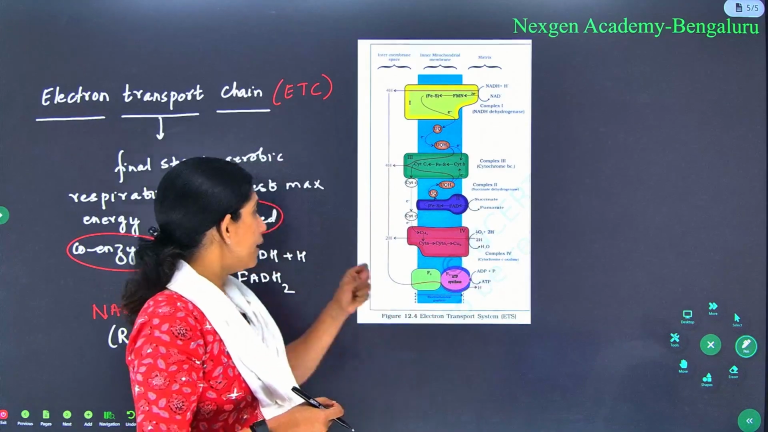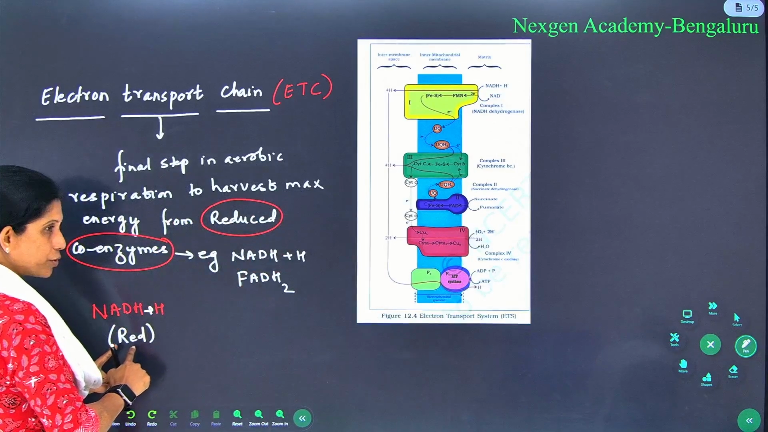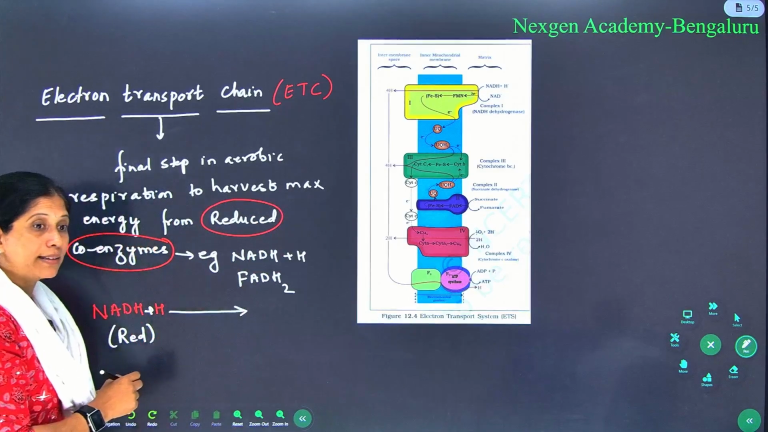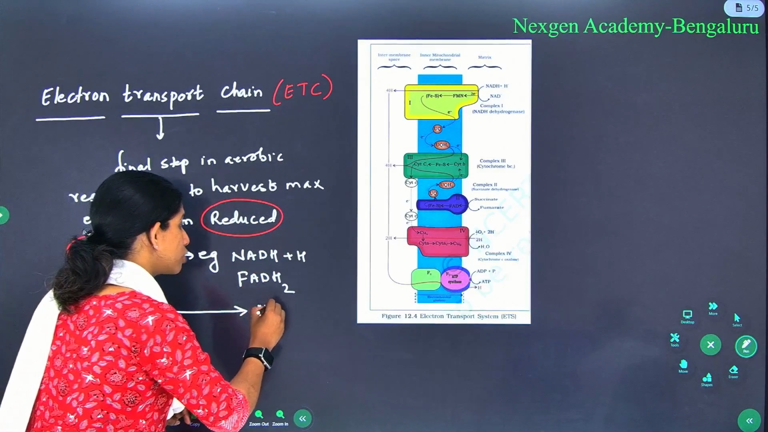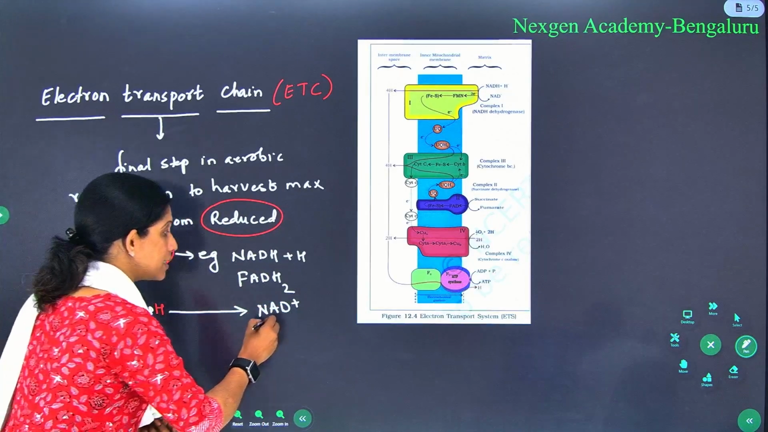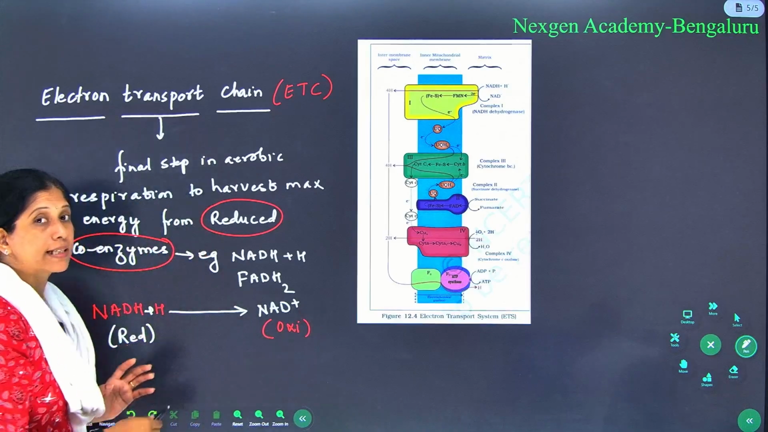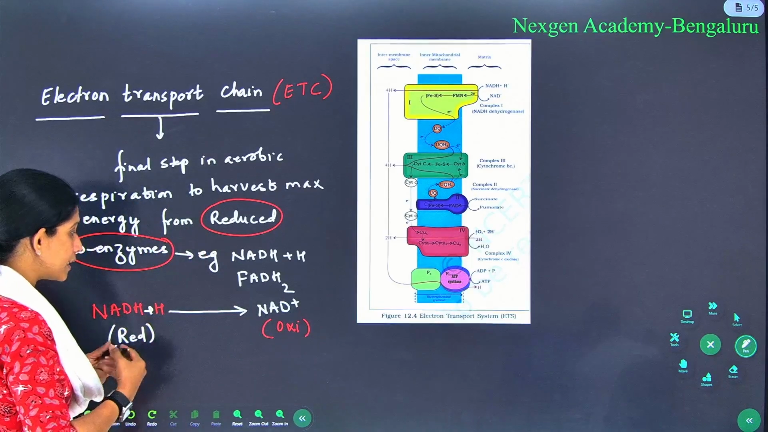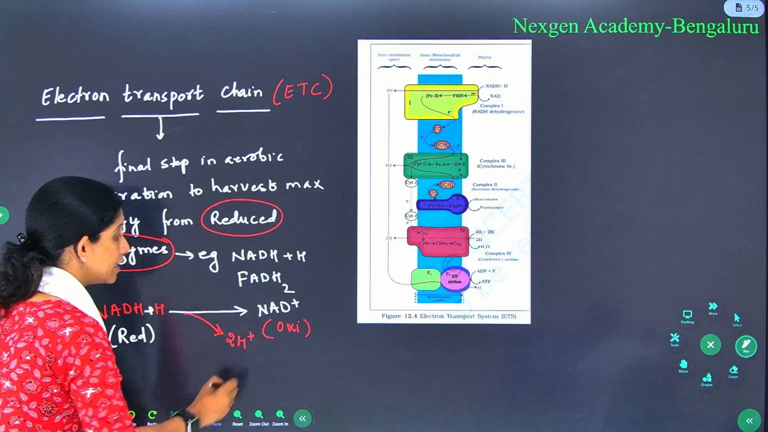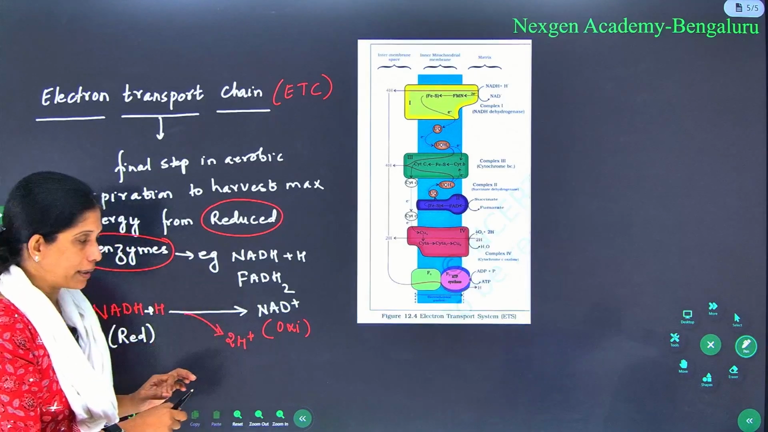For example, if it is in the NADH plus H form, it is the reduced form, right? So this form can be reoxidized back. That means it can be reconverted to NAD plus, right? When I say NAD plus, which form is it? It is the oxidized form. So this is a process that is happening in the cell. When it is getting oxidized, what is it releasing as a part of this oxidation? It is releasing the hydrogen molecule, right? It is in a very generalized form, I am telling you.